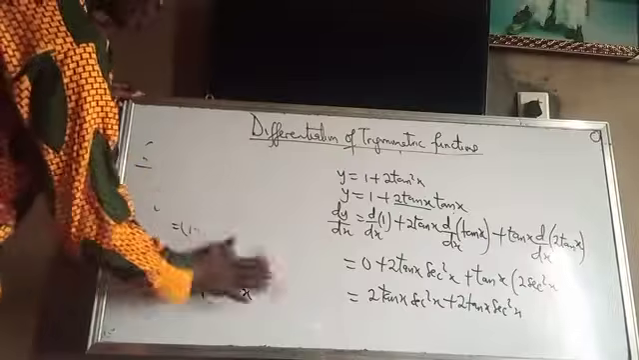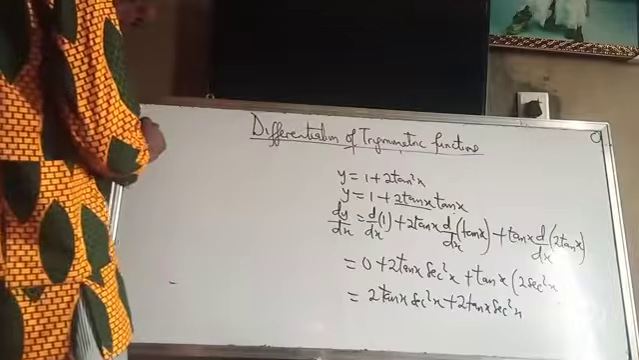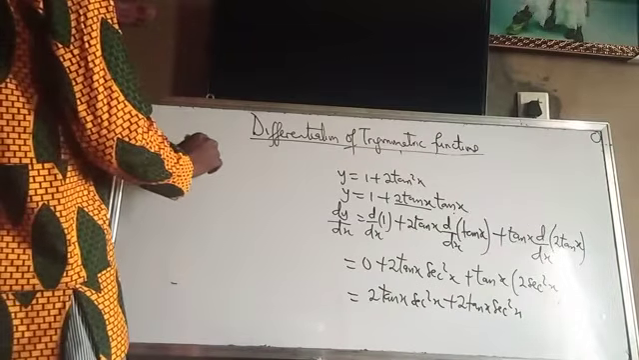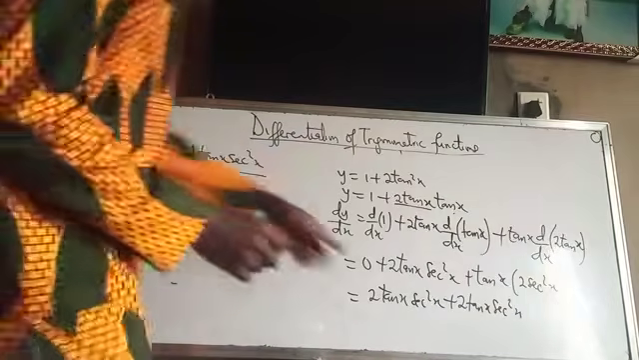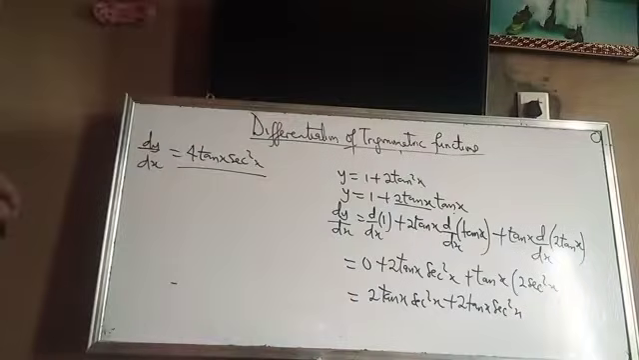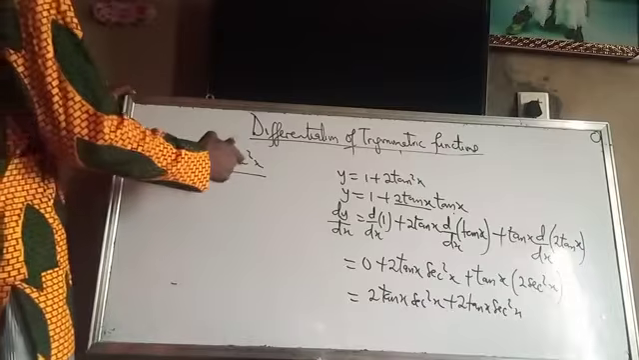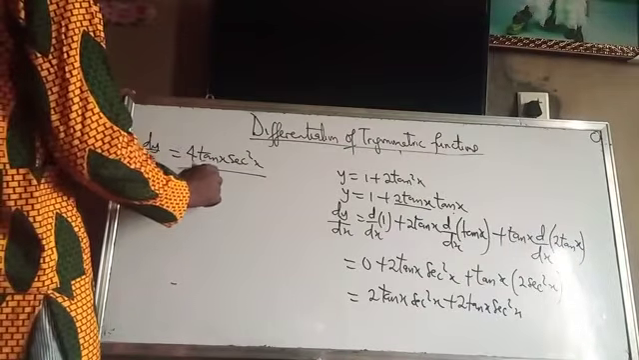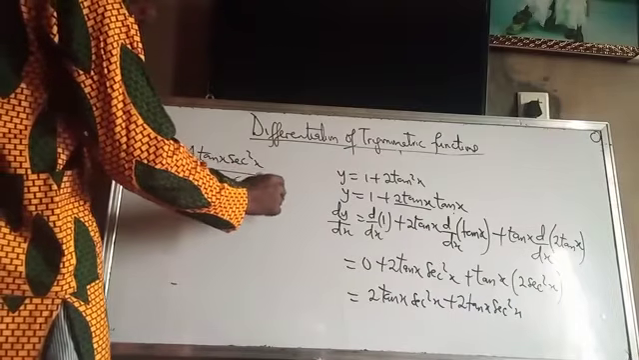So what do we have there? If you add them together, you're going to have dy dx is 4 tan x sec square x, because they have the same value. So if you like, we can expand and leave it like this. We can say that sec square x is 1 plus tan square x. So if you like, you can say 4 tan x into bracket 1 plus tan square x.